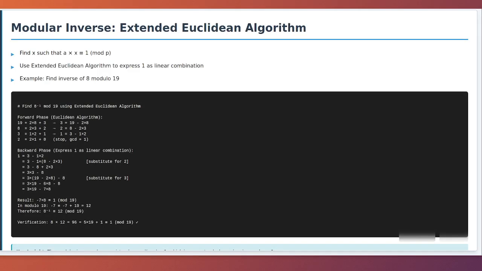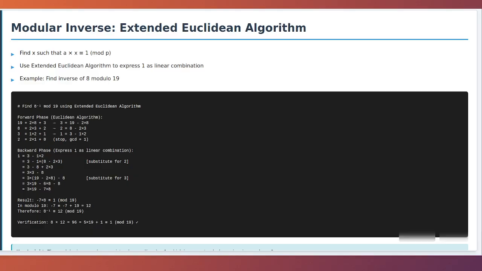The extended Euclidean algorithm. The extended Euclidean algorithm is the key tool for computing modular inverses. When we need to find the inverse of a modulo p, in other words, a number x such that a times x modulo p equals 1, we use this algorithm. It is based on the classical Euclidean algorithm for finding greatest common divisors, but extended to keep track of linear combinations. The algorithm works by repeatedly dividing and taking remainders, just like the regular Euclidean algorithm.